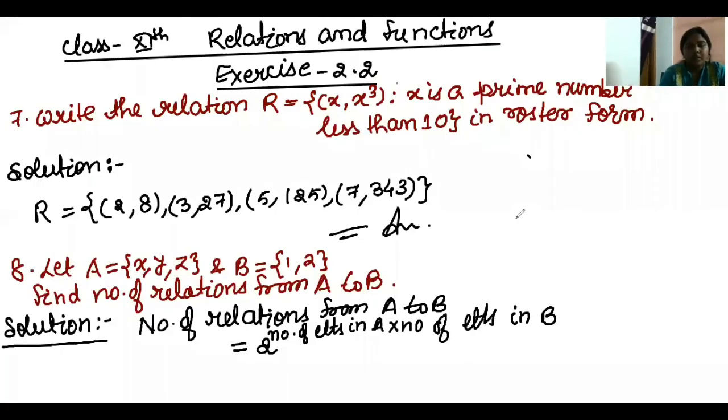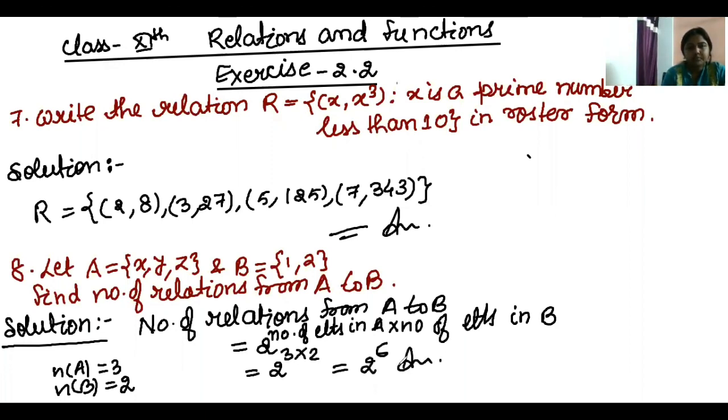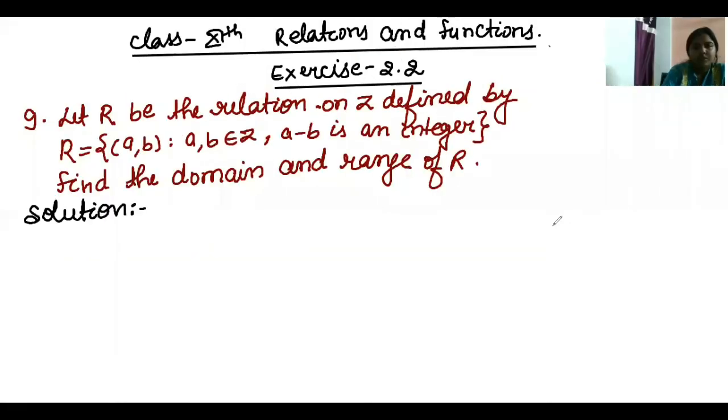The number of elements in A is x, y, z. So n(A) is 3, and n(B), the number of elements in B, is 2. So we'll apply 2 to the power 3 times 2. So this is 2 to the power 6. So this is our answer. Now we'll discuss question number 9.